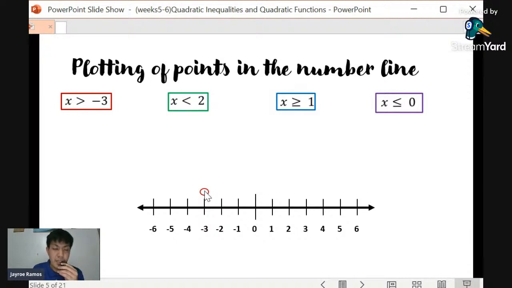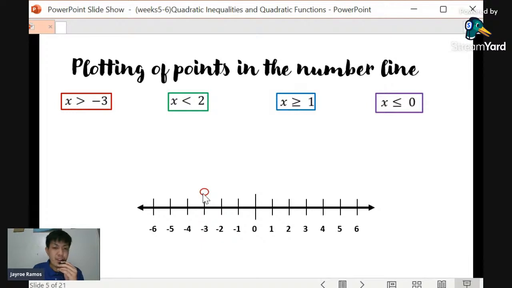Ngayon, hollowed po, ibig sabihin, bilog lang siya, wala siyang shade. Pag hollowed or walang shade, ibig sabihin, yung given na symbol or inequality ay walang equal sign. Okay? Or walang guhit sa ilalim. So, kung mapapansin nyo po, ang nakalagay lang dyan ay greater than negative 3. So, wala siyang nakalagay na greater than or equal. Tama? So, kung greater than lang, bilog lang siya, walang shade yung loob. Okay? So, nandito yung negative 3.